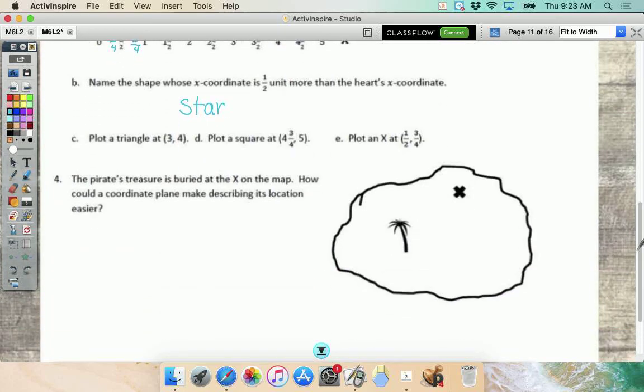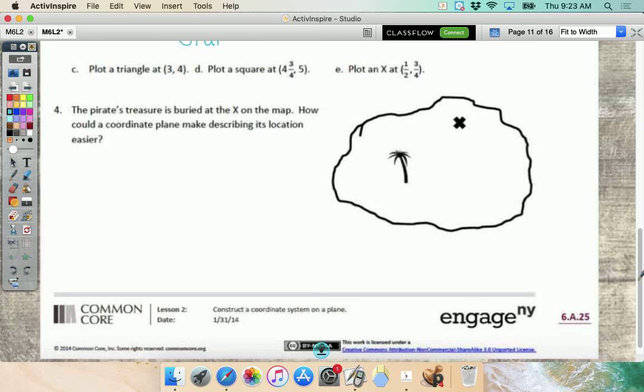Oh, the pirate's treasure. Okay, so this is so cool. I want to show you what I'm talking about on a real live map, okay? And that's not going to be on the video. But let me read this. It says the pirate's treasure is buried at the X on the map. How could a coordinate plane make describing its location easier? Okay, now I'm going to show you a real live map. Guess what a real live map is? The coordinate plane. Yes. And I should probably just video this with my iPad, but I'm not going to. I'm going to pause it.